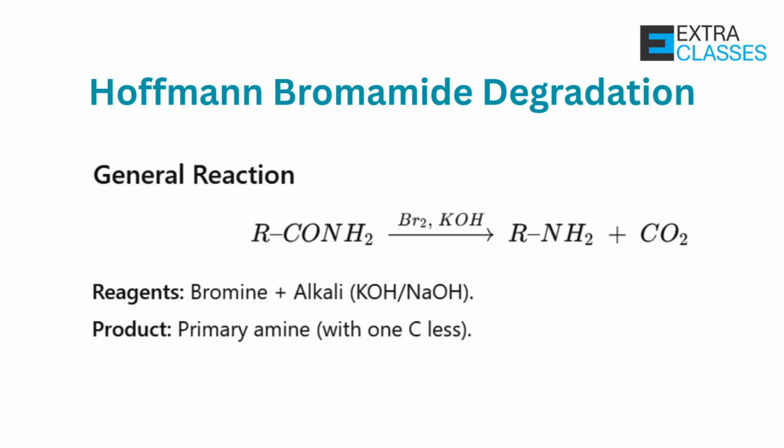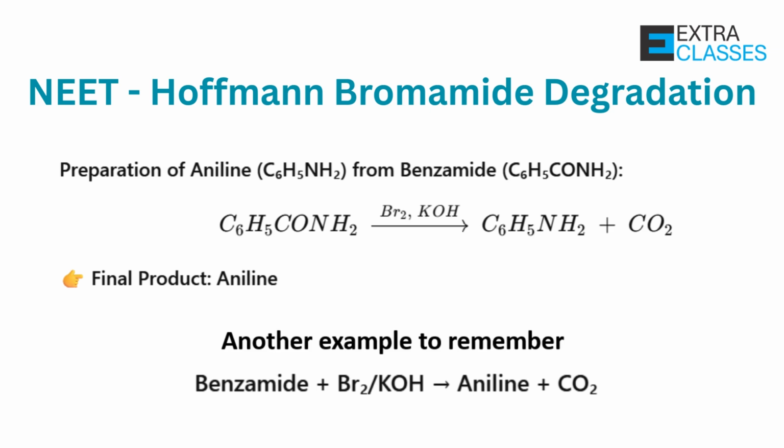Hofmann bromamide degradation. The Hofmann bromamide reaction is used to prepare primary amines, RNH2, from amides, RCONH2, when treated with bromine, Br2, and aqueous or alcoholic KOH, that is, a strong base. The product has one less carbon atom than the original amide, and this is why it's called a degradation reaction. Here's an example. It helps identify homologous relationships, and is often tested in the name reaction section.